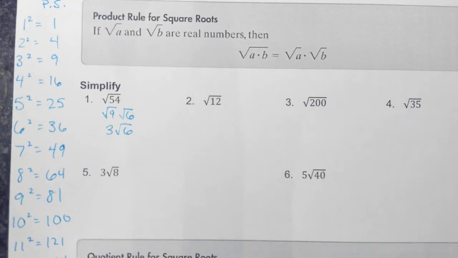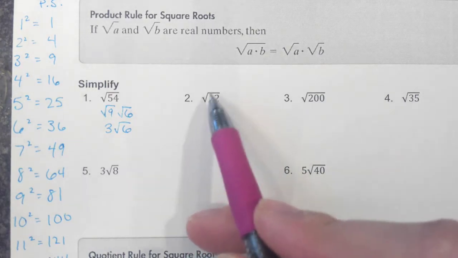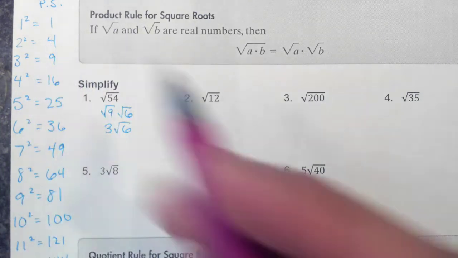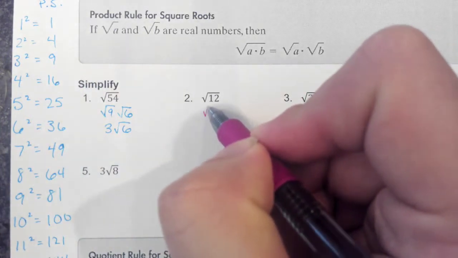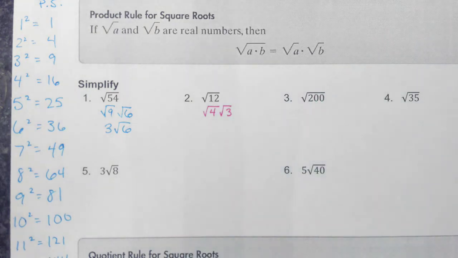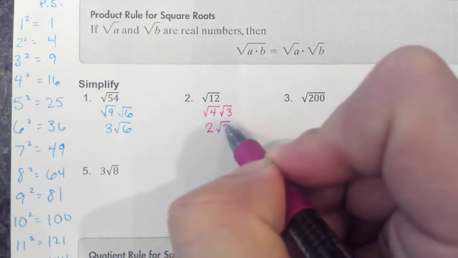And we'll just do the next ones. Again, ask yourself, what perfect square divides 12? You look at your list, or you think about perfect squares, and 4. So you say the square root of 12 is the square root of 4 times the square root of 3. The square root of 4 is 2. So it's 2 square roots of 3.